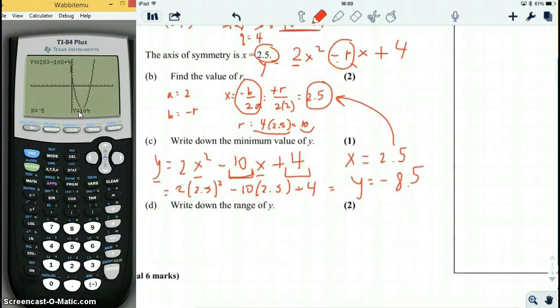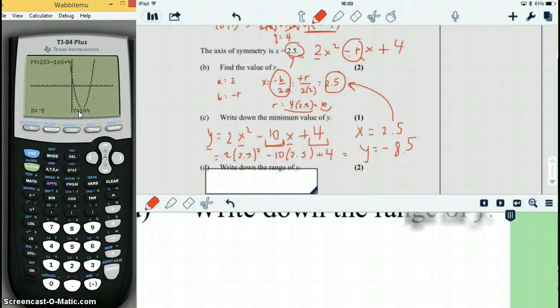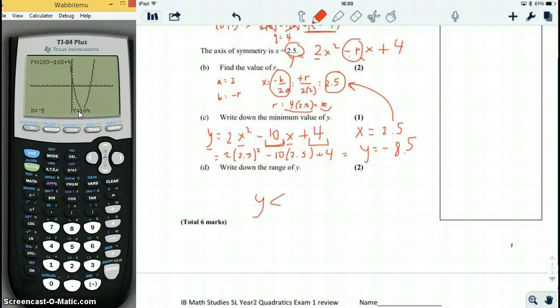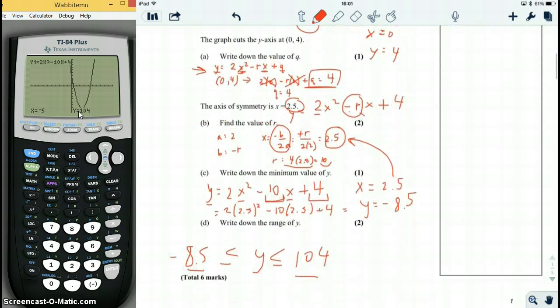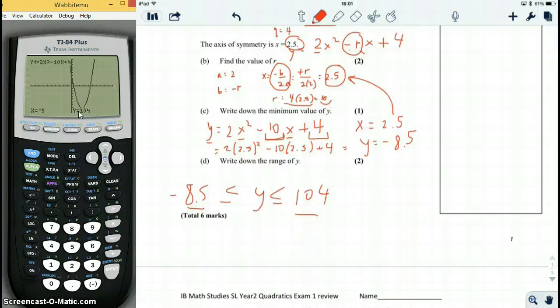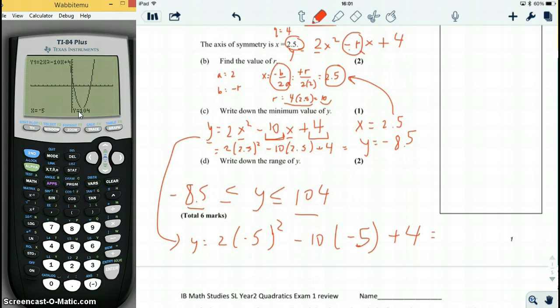So y ranges from 104, and the bottom value would be negative 8.5, because that's the vertex, and this is the value on the left when x equals negative 5. The other way you could do that is put in negative 5 for x. You could go y equals 2 times negative 5 squared minus 10 times negative 5 plus 4, and that should also give you 104.